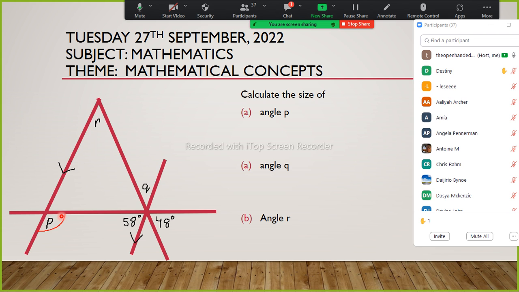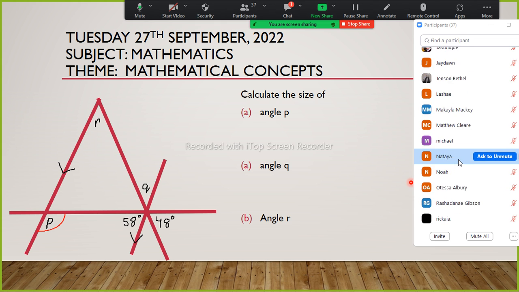Yes, Destiny, your hand is raised. Go ahead. I think we could get angle P by... I think angle P is 58. I don't really know. You think angle P is 58? No, that's not correct, but thank you for trying.